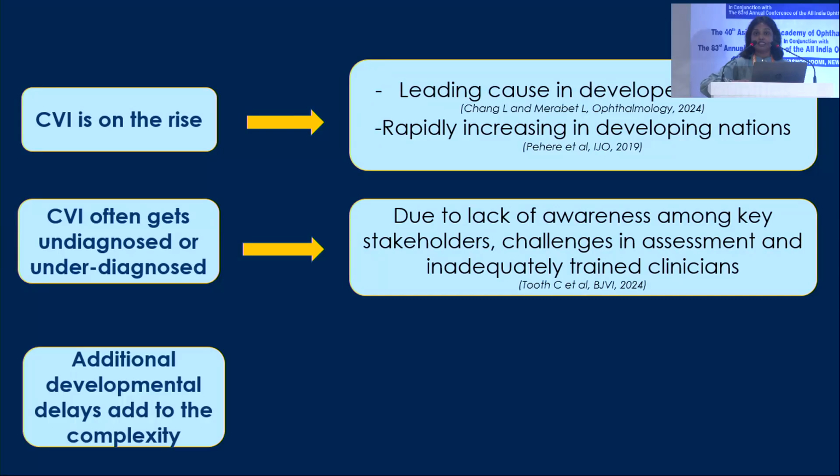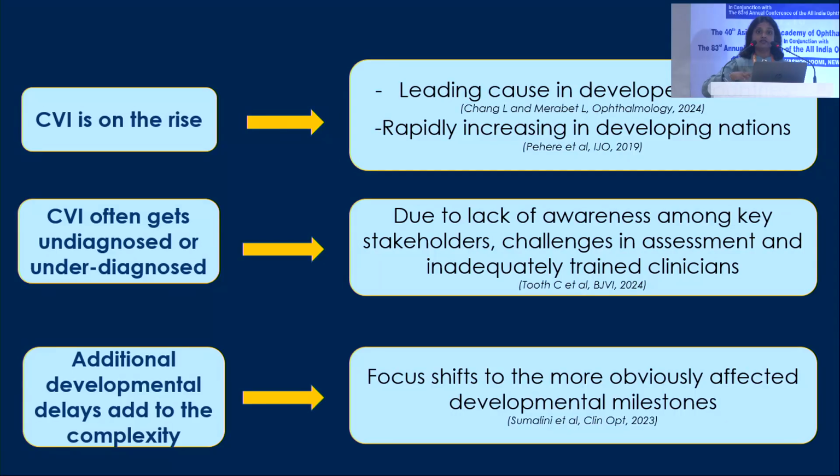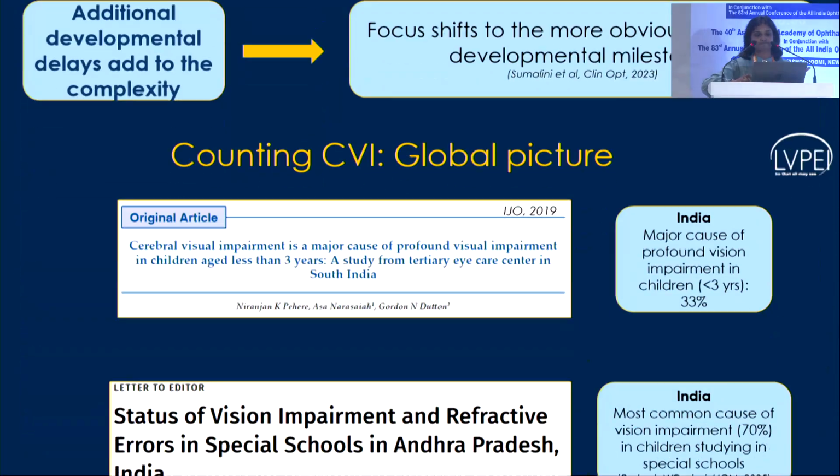Additional developmental delays can add to the complexity of the condition because the focus shifts to the more obviously affected developmental milestones. Like, for example, a child is not able to walk or the child is having difficulty to talk. That can get more focus than the child having vision concerns. So the focus shifts to the more difficult concerns, and also medical issues like seizures.